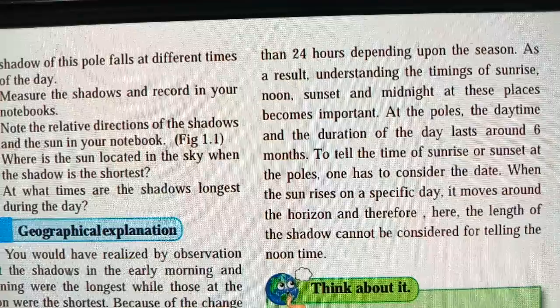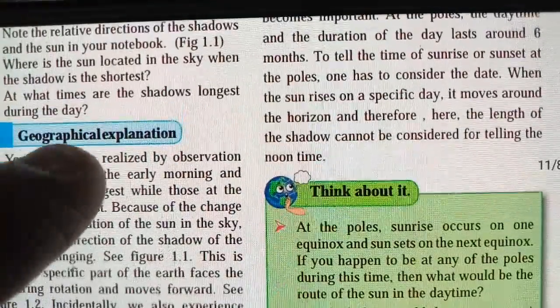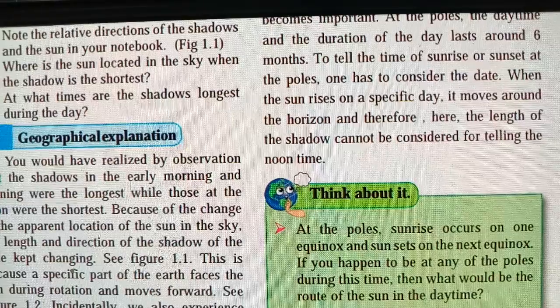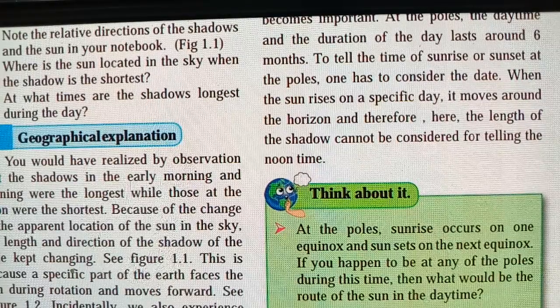To tell the time of sunrise or sunset at the pole, one has to consider the date. When the sun rises on a specific day, it moves around the horizon, and therefore here the length of the shadow cannot be considered for telling the noon time. So different places are having different sunrise times, and on a specific day the sunrise will take place at that time. So the length cannot be considered to say this is noon time and this time you will have a sunrise of that place. So they are having different horizons of the place and location.